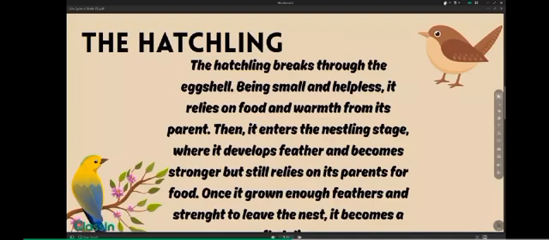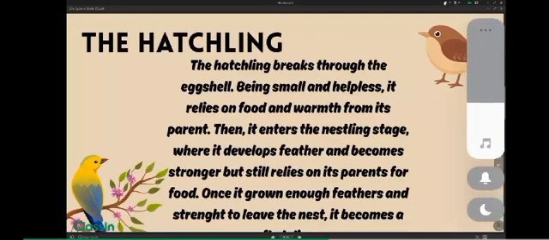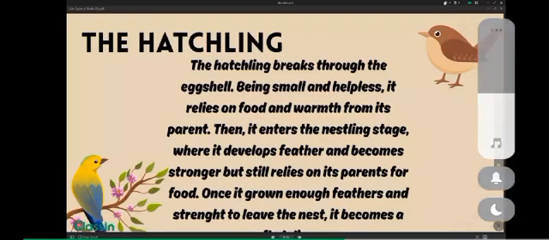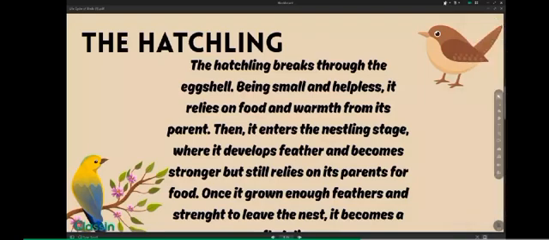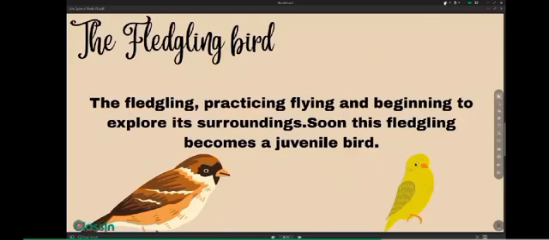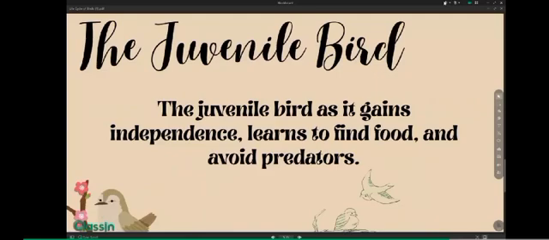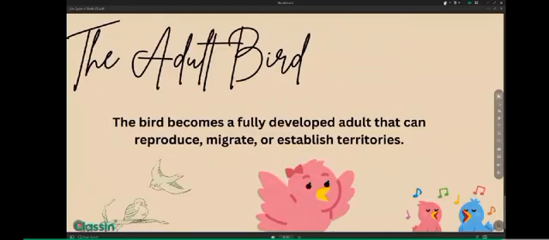Then it enters the nesting stage, where it develops feathers and becomes stronger but still relies on its parents for food. Once it has grown enough feathers and strength to leave the nest, it becomes a fledgling. The fledgling bird practices flying and begins to explore its surroundings. Soon, this fledgling becomes a juvenile bird. The juvenile bird, as it gains independence, learns to find food and avoid predators. The adult bird. The bird becomes a fully developed adult that can reproduce, migrate, or establish territories.